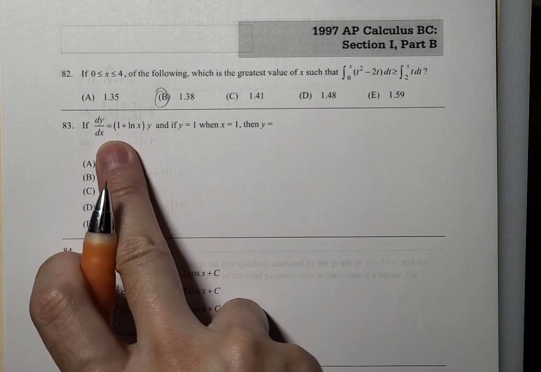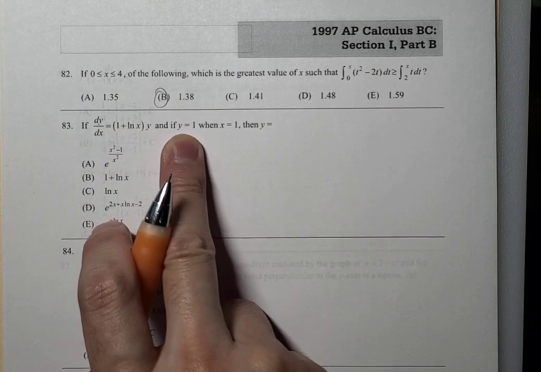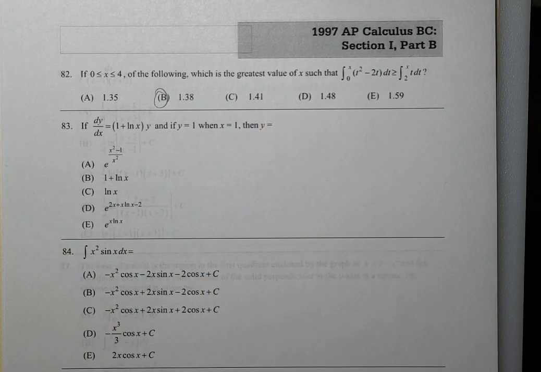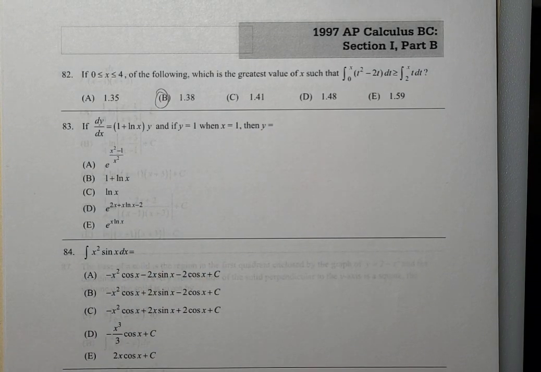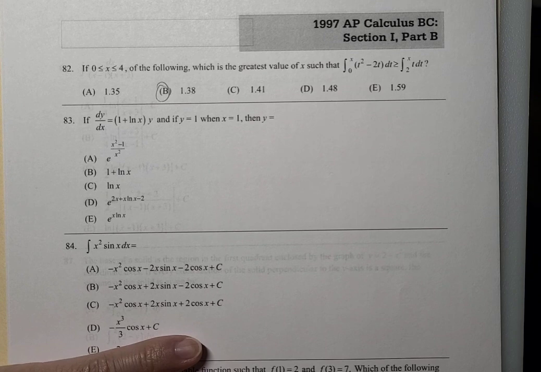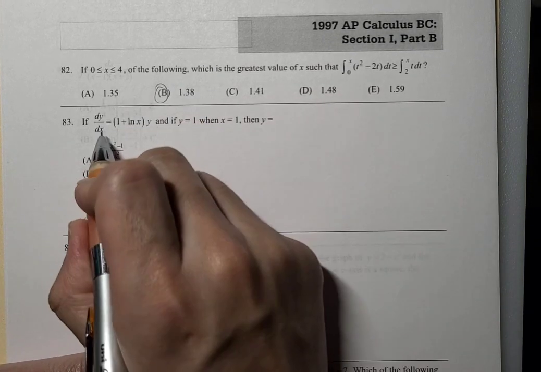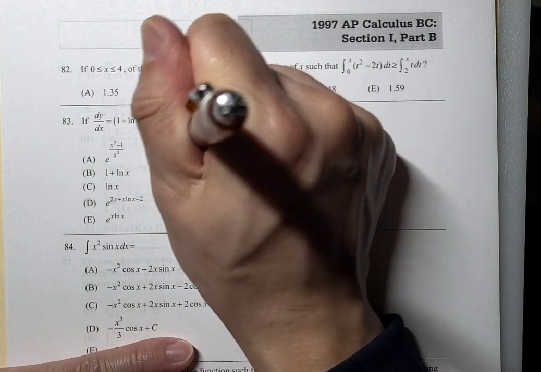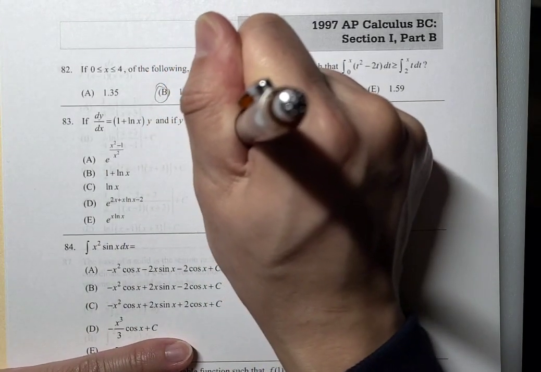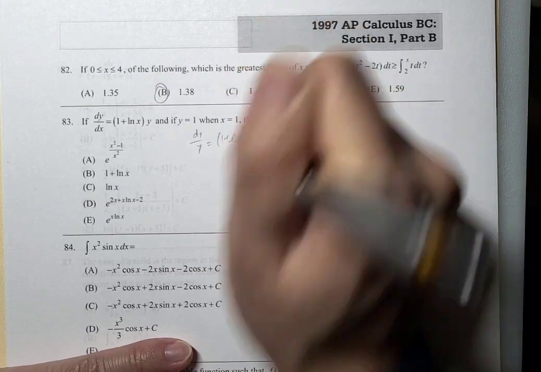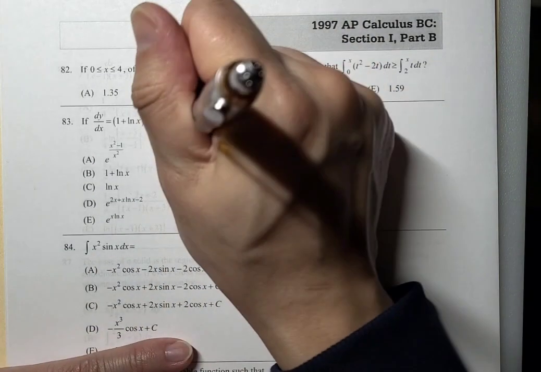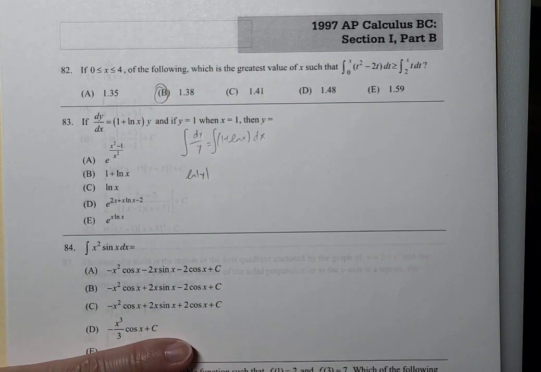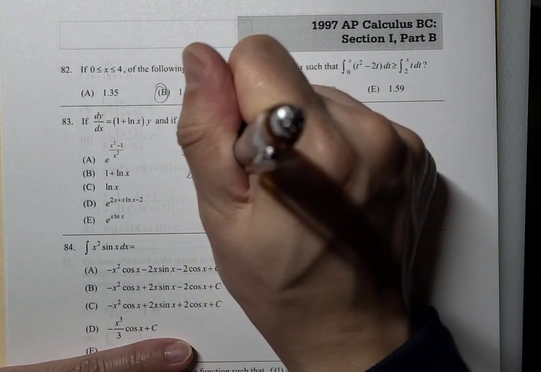Okay, if dy/dx is (1 plus ln x) times y, and if y is equal to 1 when x is 1, then y is equal to what? Here, what can we do? We can do separation of variables to solve this differential equation. So let's move all the y's to one side, all the x's to the other. dy over y is (1 plus log x) dx. Okay, now we can integrate both sides. Left-hand side would be log of y. Right-hand side would be x.